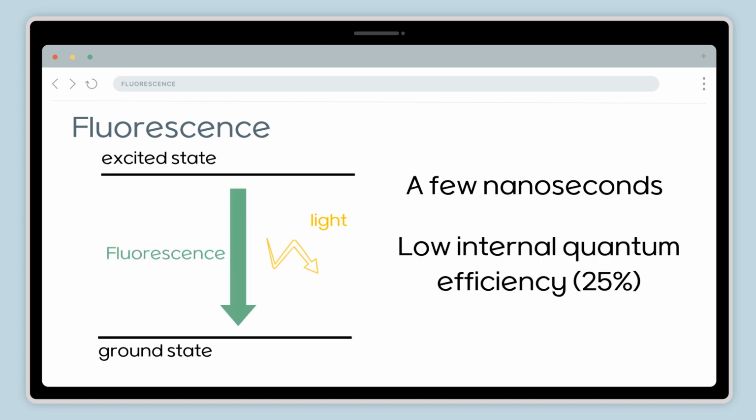Fluorescence is useful because it needs only a few nanoseconds, but it is not efficient due to its low internal quantum efficiency, 25%.